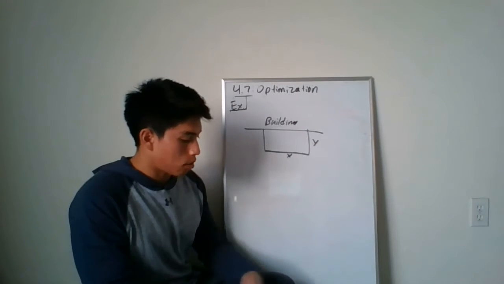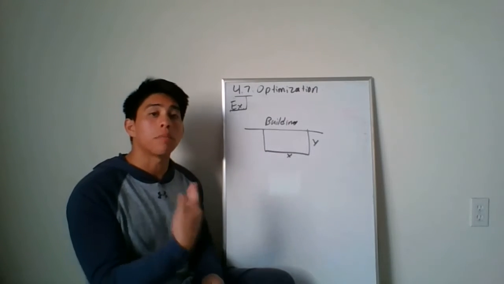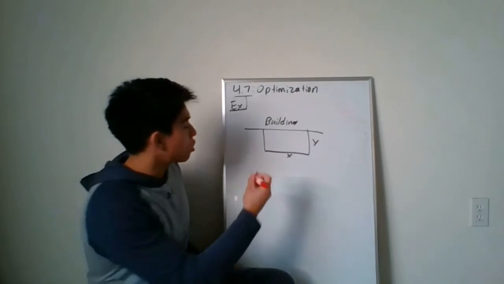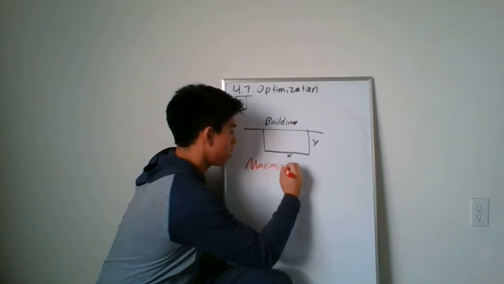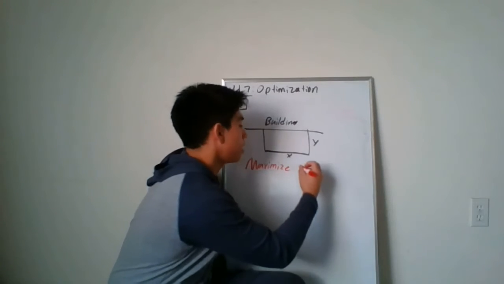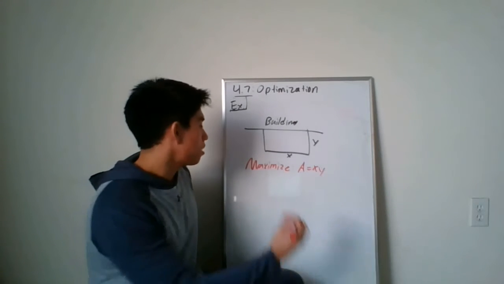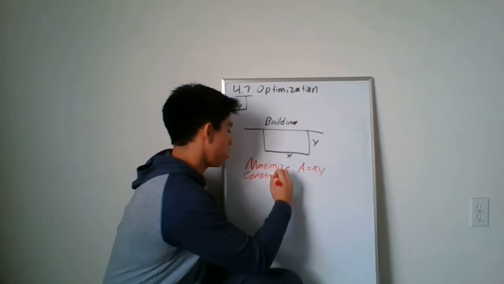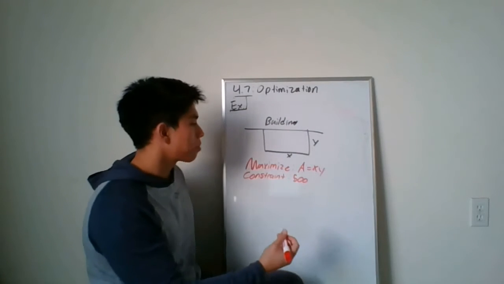And since what we're trying to do essentially is use at most 500 feet of fencing material for the largest area, in this case, what we want to do is maximize, since this is a rectangle, the area, X times Y. And then, given this, our constraint is going to be 500 feet of fencing material.